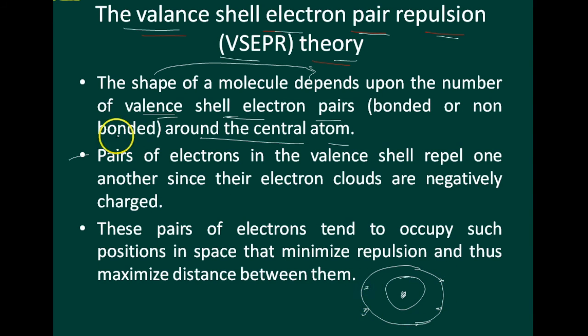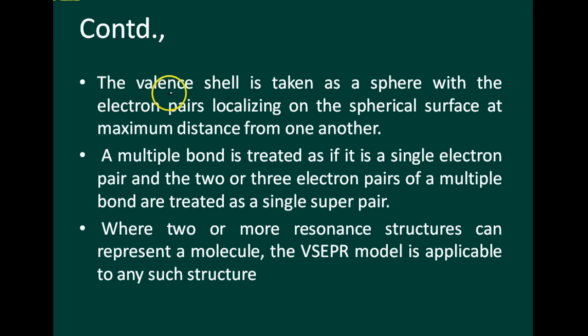The first one: pairs of electrons in the valence shell repel each other because of the negative charge present on the electrons. These pairs of electrons tend to occupy positions in space which minimize the repulsion. They occupy the space and maximize the distance between them from the nuclei. So this is the VSEPR theory, three postulates.